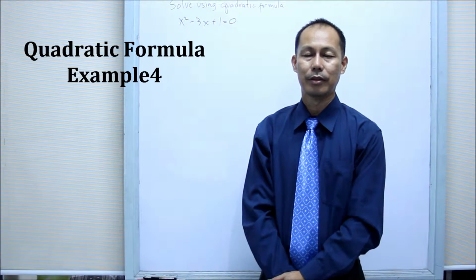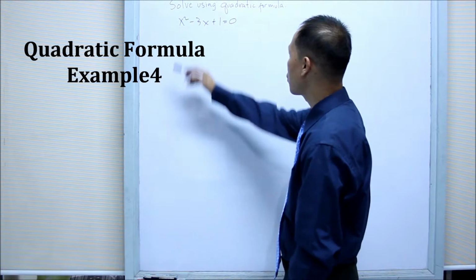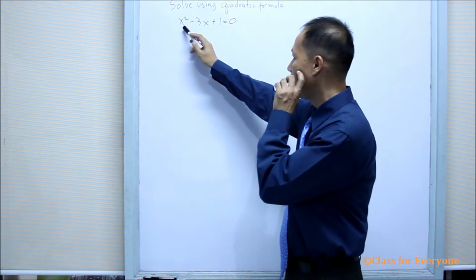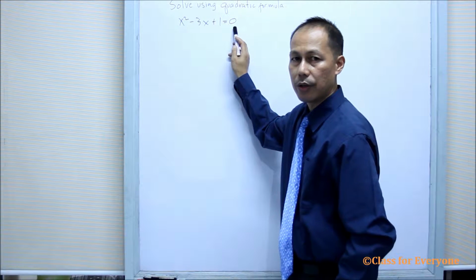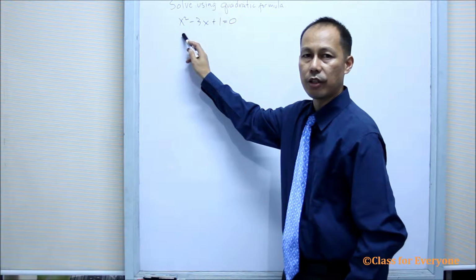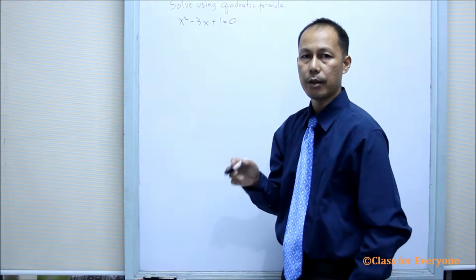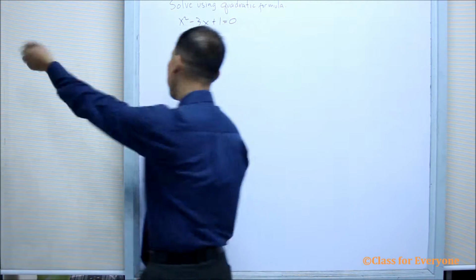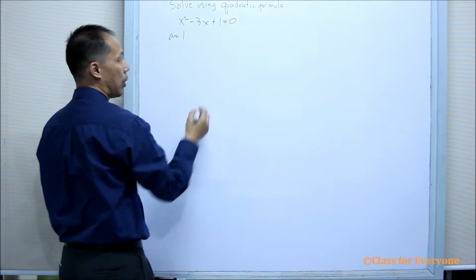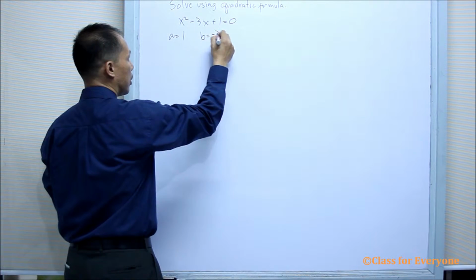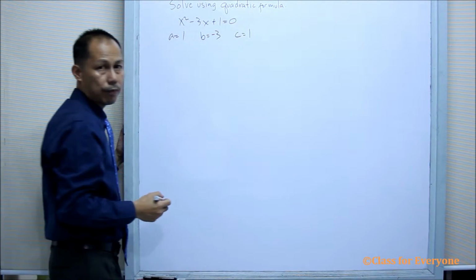Another example of a quadratic equation wherein we're going to use the quadratic formula is x squared minus 3x plus 1 equals 0. The equation is already in the standard form, so we can easily identify the values of a, b, and c. For this example, a equals 1, b equals negative 3, and c equals 1.